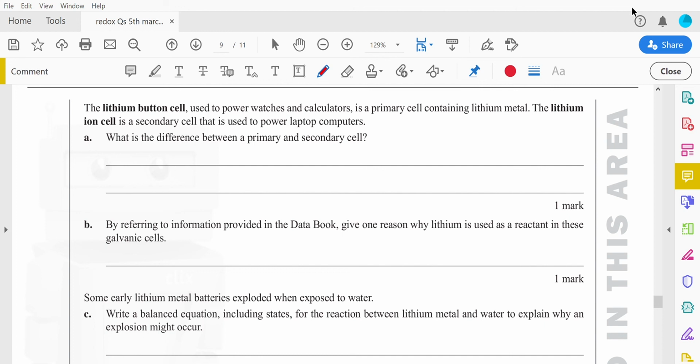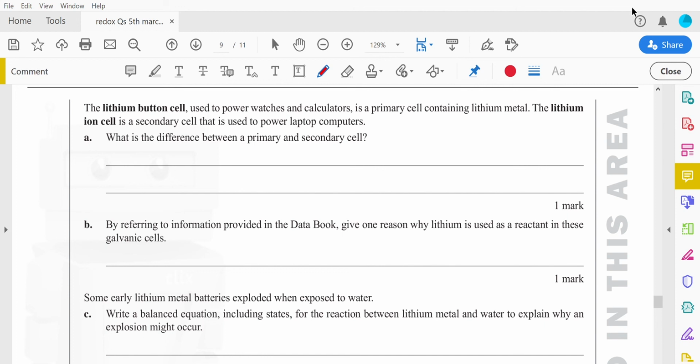B, by referring to information provided in the data book, give one reason why lithium is used as a reactant in these galvanic cells. So, we've talked about this a little bit. We look on our electrochemical series, we look for solid lithium and we're like, that is completely down the bottom on the right for its half equation, which means it's the strongest reductant we see on the electrochemical series. So you can just say lithium is a strong reductant.